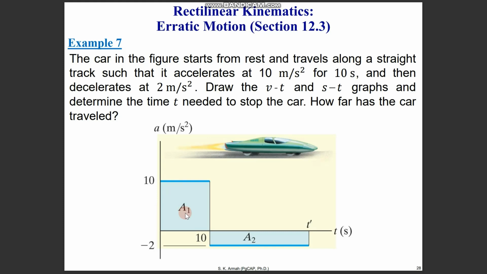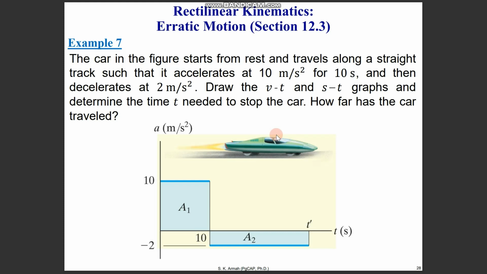So first you have to extract the information inside this. You should know that from 0 to 10 seconds, the body has a constant acceleration of 10 meters per second. And then between 10 seconds and t prime, the body has an acceleration of negative 2 meters per second. That's a deceleration. Okay. So you write that down like we did in the first one. What they're asking here is the time needed for the car to stop.